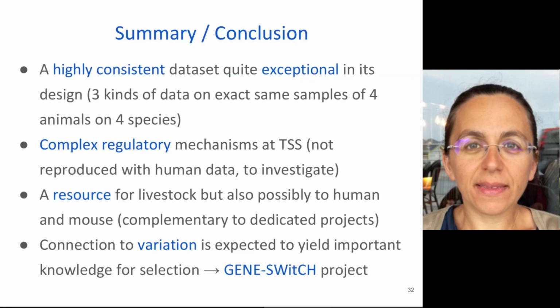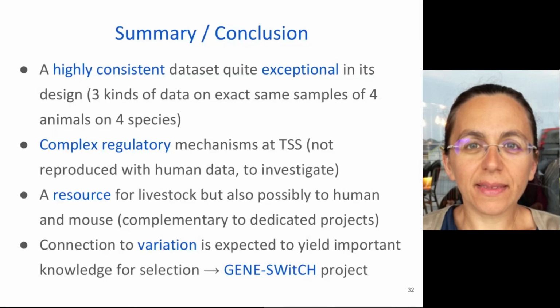We still need to do a better connection of this data to variation data, and it is expected to yield important knowledge for selection in those animals. And this is why the Gene Switch project was created. It is a European project led by INRA that has started not long ago, will run for 4 years, and I'm involved in it. It will generate even more data, but on just chicken and pig. We will have RNA-seq, ATAC-seq, but also promoter capture Hi-C, methylation, whole genome sequencing, histone marks, and many different assays done on 7 different tissues in 3 developmental stages. So it will be quite interesting.